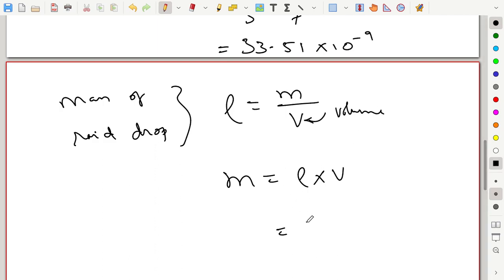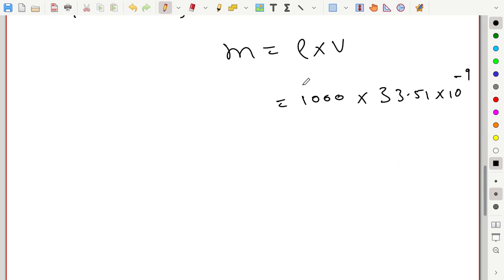We know the density is 1,000 kg per cubic meter, and we have to multiply by the volume, 33.51 into 10 power minus 9. So this is 10 power 3 and 10 power minus 9, and we can write the mass as m equal to 33.5 into 10 power minus 6, or we can write it as 3.35 into 10 power minus 5. So we have the mass now.